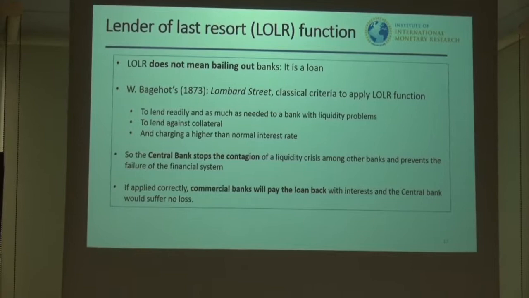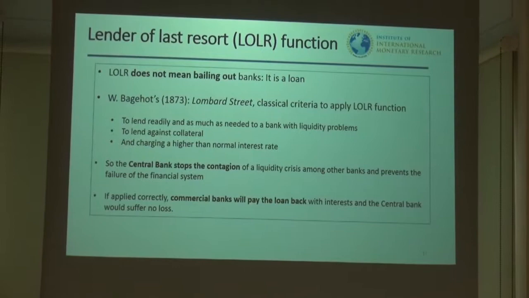So the way to do it is to lend readily and as much as needed, no limit, an unlimited amount of money to that bank in trouble. But do it always against collateral. What does it mean? The bank has to show that it will be able to pay back. He didn't put it that way, but some people have interpreted it as a penalty rate: a higher than normal interest rate. So you dissuade the commercial bank from appealing to this facility over and over again. Those are the three classical criteria to operate the lender of last resort function.